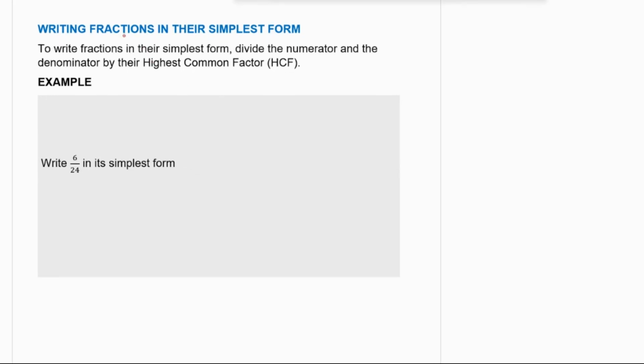In this lesson, we are going to write fractions in their simplest form. To write fractions in their simplest form, we have to divide the numerator and the denominator by their highest common factor. Right, we have 6 over 24. What is the highest common factor between 6 and 24? The highest common factor of 6 and 24 is 6, isn't it? The highest common factor is equal to 6.